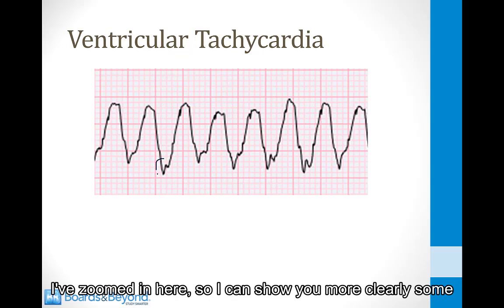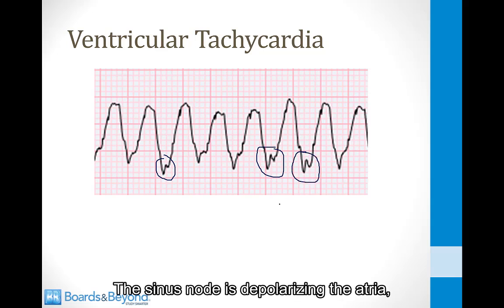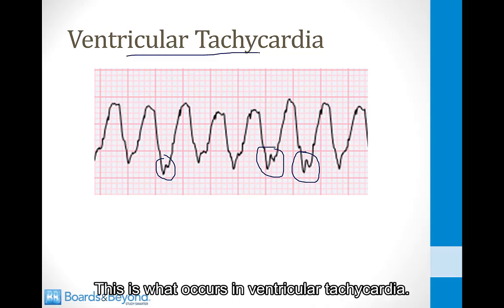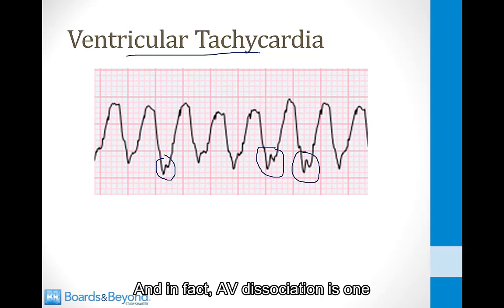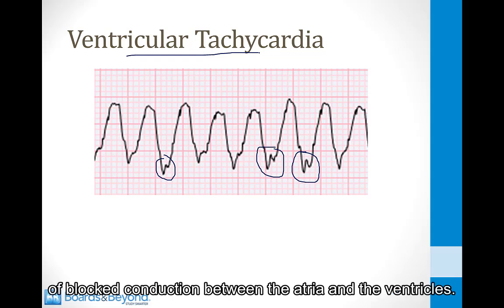I've zoomed in here so I can show you more clearly some of the P waves being generated by the sinus node depolarization. The sinus node is depolarizing the atria, and the ventricles are being depolarized by the aberrant focus of electrical activity. This is what occurs in ventricular tachycardia, and in fact, AV dissociation is one of the hallmarks of ventricular tachycardia, and I just want you to appreciate that it occurs in absence of blocked conduction between the atria and the ventricles.